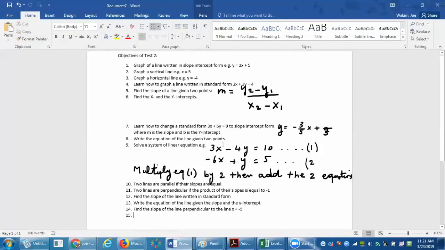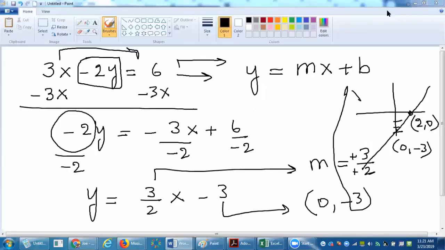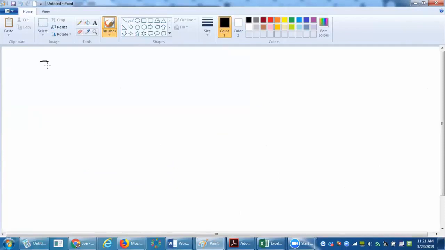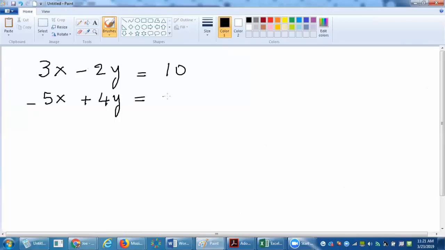Write the equation of the line given 2 points. Solve a system. Let's solve this system of linear equations. So let's see, we're given 2 equations. The question is to solve the system. Say you are given 3x minus 2y equals 10 and negative 5x plus 4y equals 3. Notice that to solve this system, we need to remove one of the variables and then solve the others.